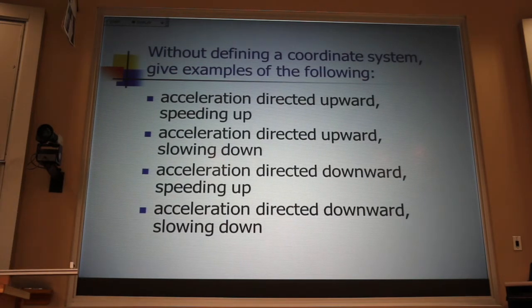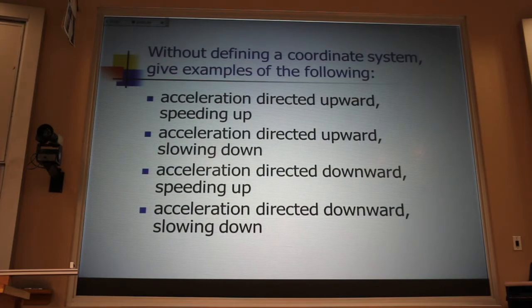Okay. First category, acceleration up, speeding up. Who's got an example? Raise your hand. Yes, sir. Shooting a rocket. A rocket. And what's the rocket doing? Blasting off. 10, 9, 8, 7, 6, 5, 4, 3, 2, 1. Good. Any other example? A balloon. A balloon that you've let go, okay, that's so cute. Some kid lost his balloon.